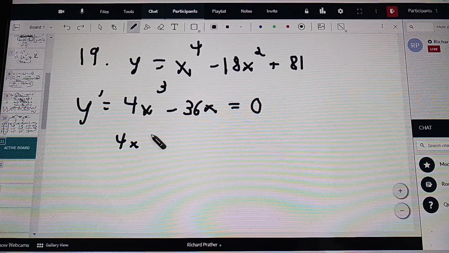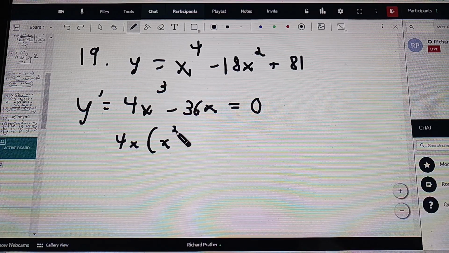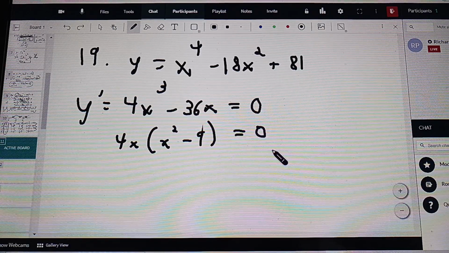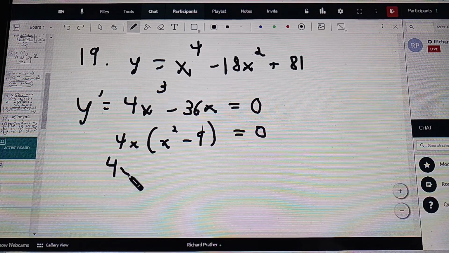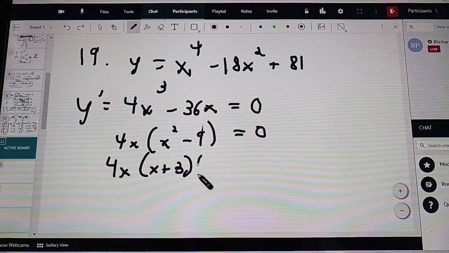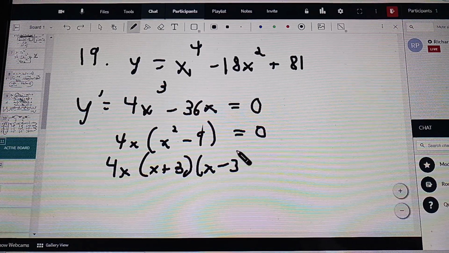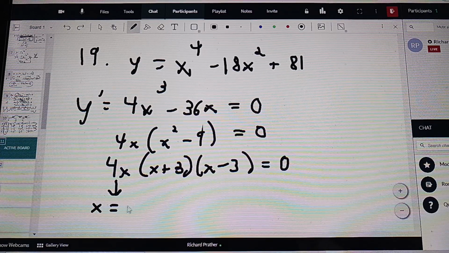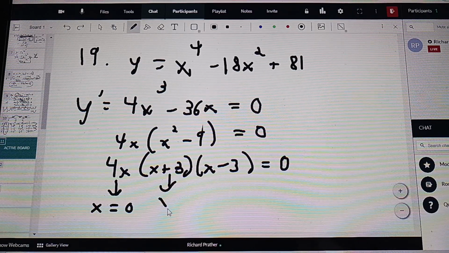I'm going to factor out the 4x again, leaving x squared right there. And that would leave minus 9. And that's a difference of squares. That factors into x plus 3 and x minus 3. So we do have 3 unique zeros of the derivative. So 3 unique critical numbers. There's 0 itself. There's -3. And there's +3.